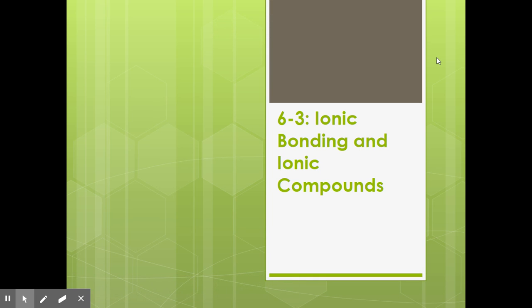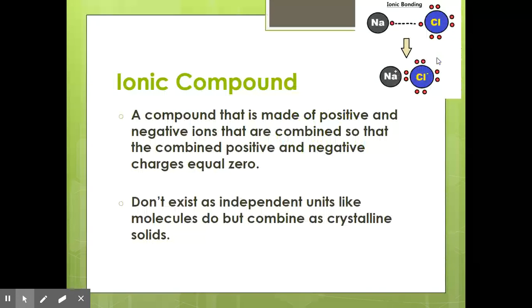6.3 is looking at ionic bonding, ionic compounds. So first of all, remembering what an ionic compound is, it's going to be a compound that's made of ions, a positive and a negative. You have to have a positive and a negative because their goal is to cancel out and equal 0.